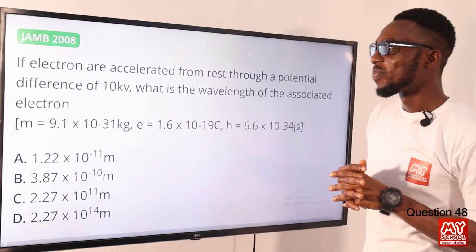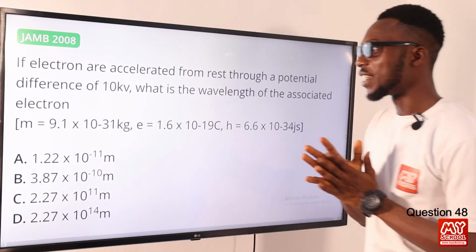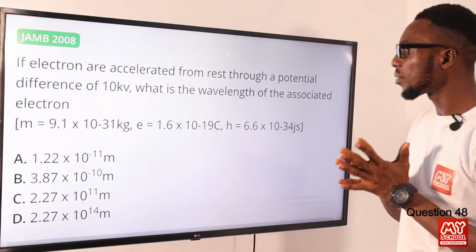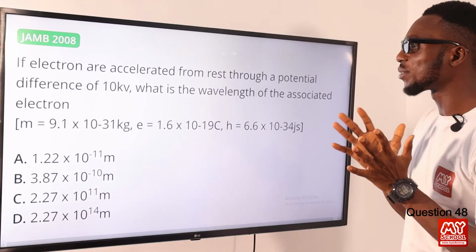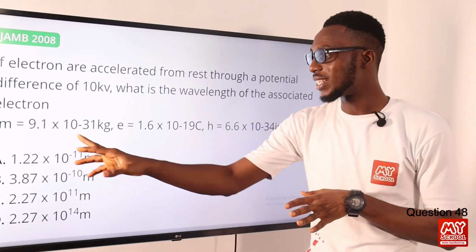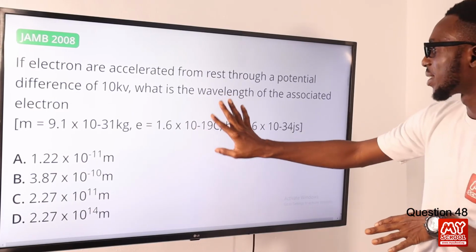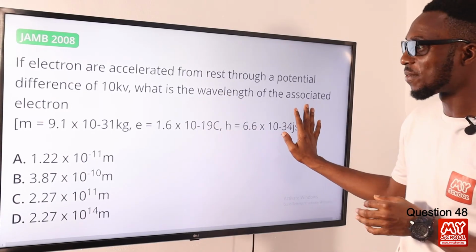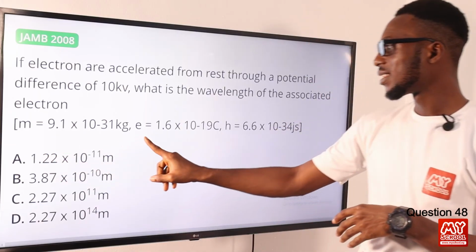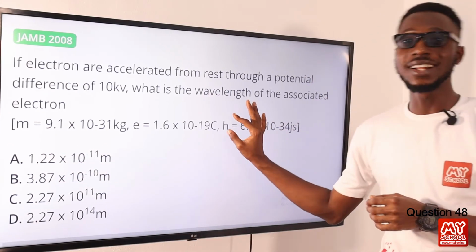48. If electrons are accelerated from rest through a potential difference of 10 keV, what is the wavelength of the associated electron? Okay, so let's run a confirmation. So you can see this is actually 10 raised to power minus 31. This is 10 raised to power minus 19, and this is 10 raised to power minus 34. So this is for the mass, this is for charge. All right, so you can see the units, coulombs, and this is Planck's constant.